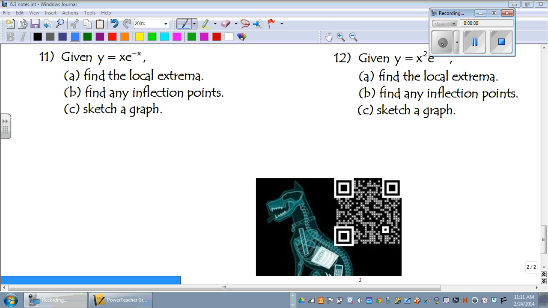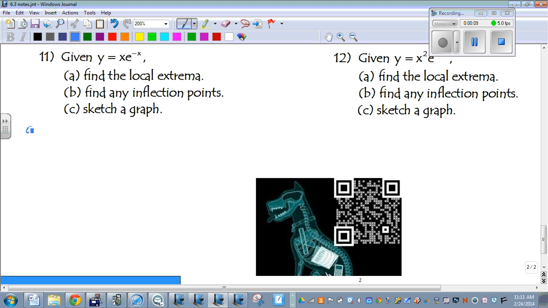All right, let's take a look at number 11, please. So we're given this function. The first part asks us to find the local extrema. So to find the local mins and local maxes, we need to figure out when the derivative is 0 first, and then we can use a number line to determine that.